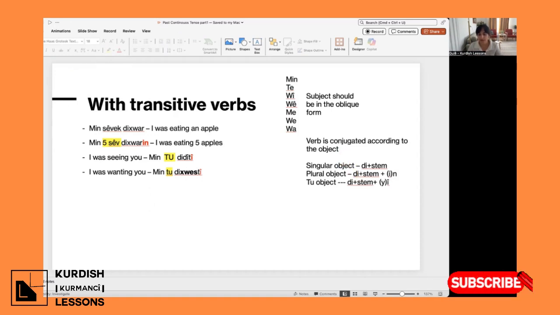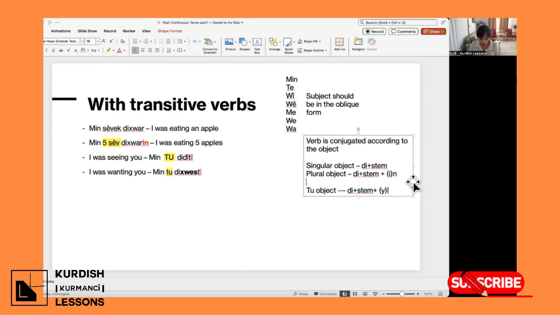So far we have seen the past continuous tense with singular object, plural object and to object. So when I say plural object, it can be like sponge save, gelek zarok, or if your object is hun. Okay. So the stem, and then an or an.